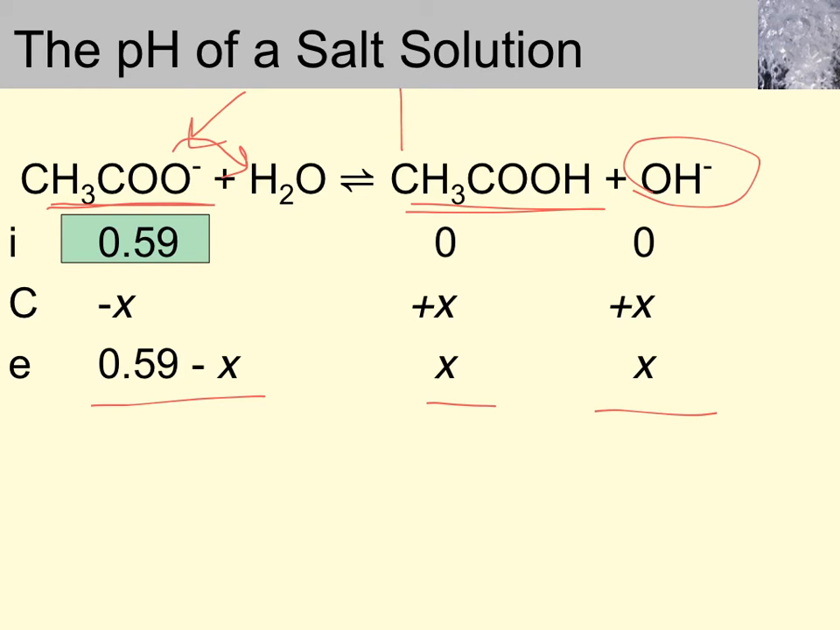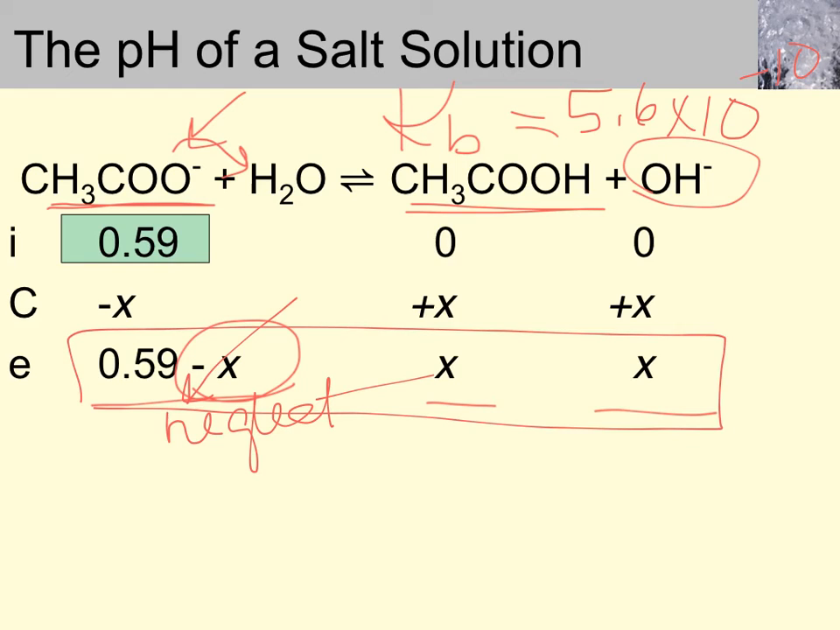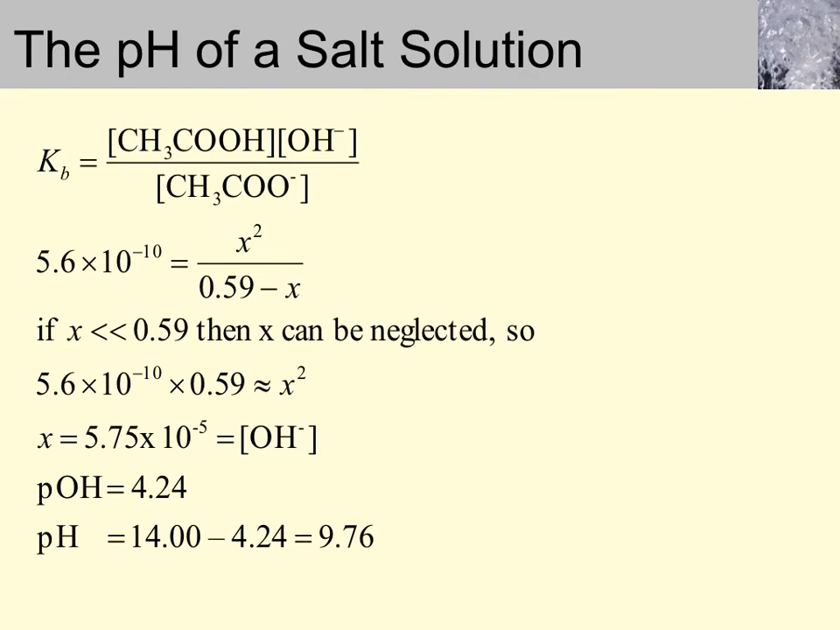Let's look at the Kb value so we can decide whether or not this X is negligible. Kb is 5.6 times 10 to the minus 10. That is a very small Kb, so we are absolutely safe in neglecting the X. And now you can plug these equilibrium values into the Kb expression. When you do so, you get that X is equal to 5.75 times 10 to the minus 5 molar.